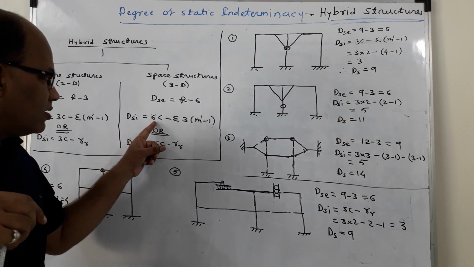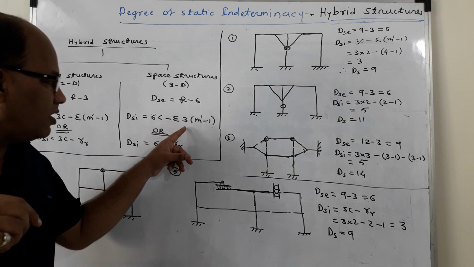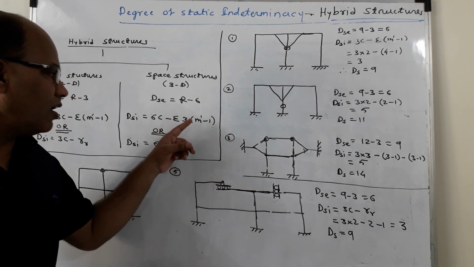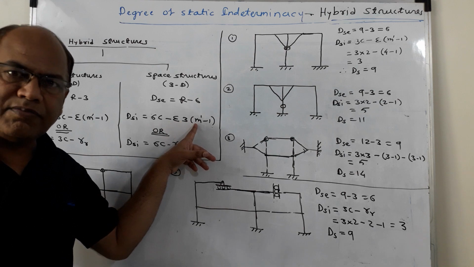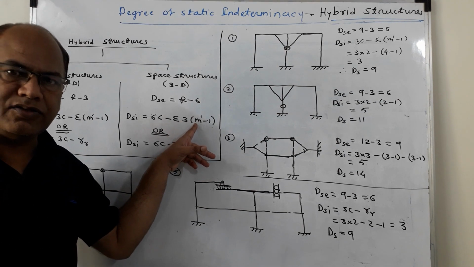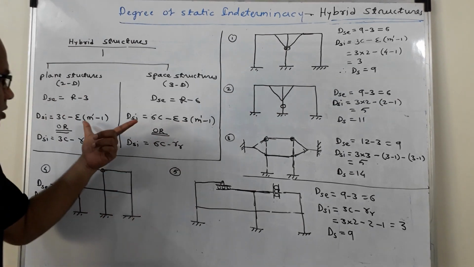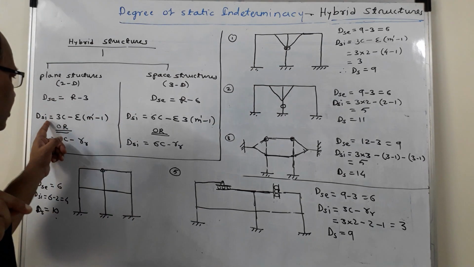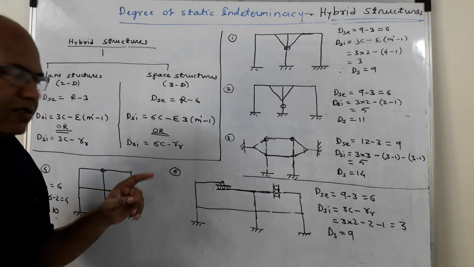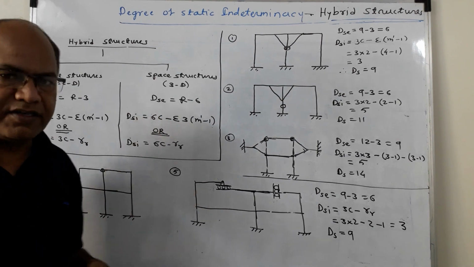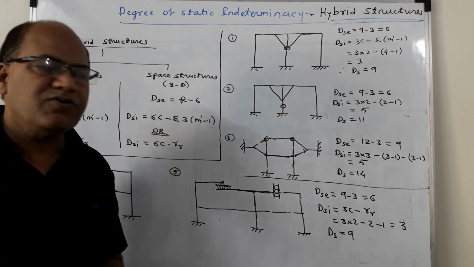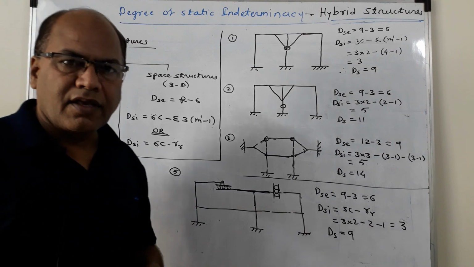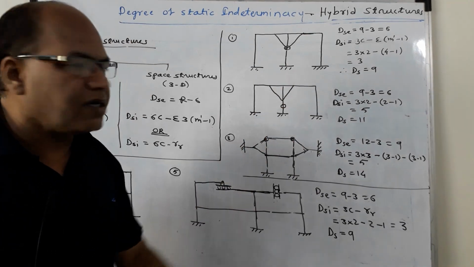A similar expression for space hybrid structures can also be obtained. DSI is equal to 6C minus summation of 3 times m dash minus 1, where m dash is equal to the number of members meeting at a hinged joint. So using these two equations, we can respectively get the DSI for plane hybrid structures and for space hybrid structures. Now let us see how to apply these equations to get the degree of static indeterminacy.